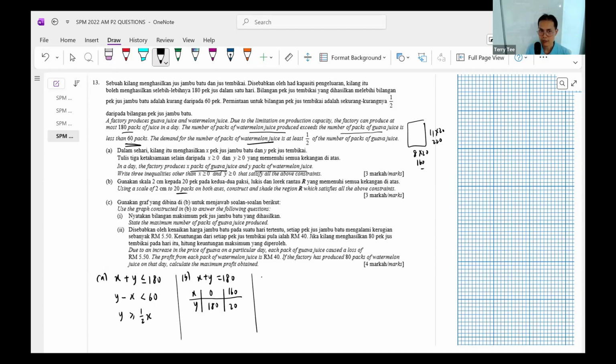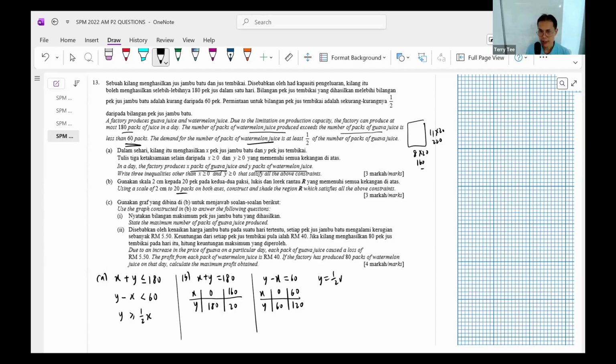All right, next, I have to draw y minus x. You can write y less than x plus 60 also can. Y minus x less than 60. Okay, sorry, for the equation we don't put less than. When you draw, we write the equal sign because you're drawing the line and you're not shading the region. So when your x is 0, your y is 60. Take another point. Maybe x is 60, y is 120. You can use other points, as long as you have 2 points, you can join it together.